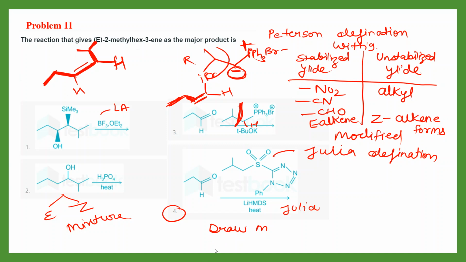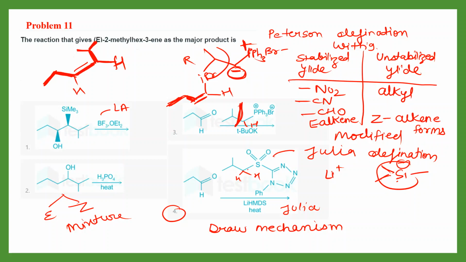So until that class, draw the mechanism of Julia olefination. In Julia olefination, I will give you a hint. LiHMDS is your base, lithium hexamethyl disilazide. So this is your base, and base is going to abstract proton from this. Correct?